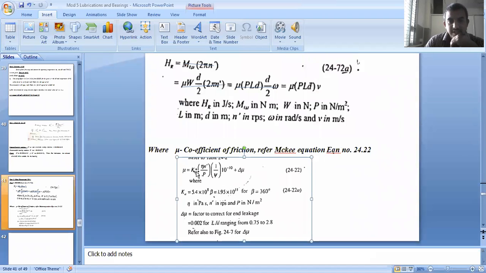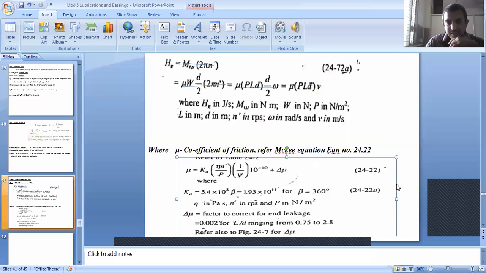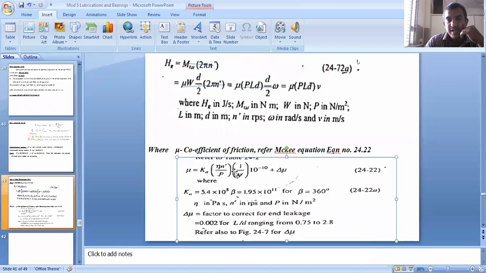Now in this figure, what is the K suffix K? Mu is equal to Ka, mu n prime by P, 1 by psi into 10 to the power of 10 minus 10 plus delta m. So better I will take in the next slide.